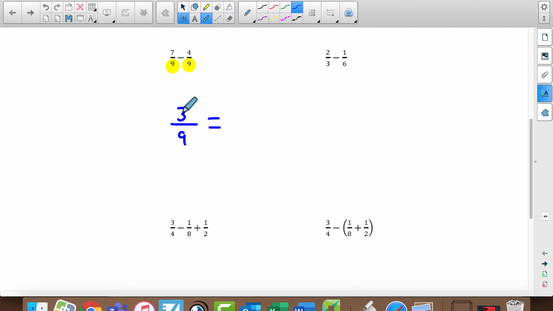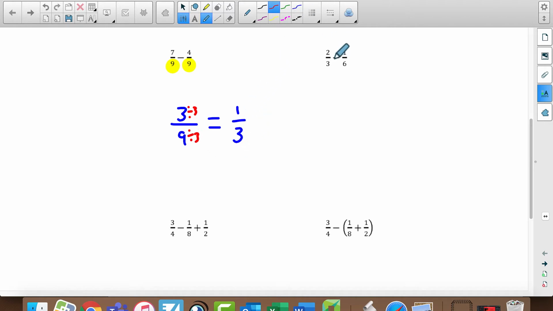What's something you can divide 3 by and also 9 by? You could divide them both by 3. So if you divide them both by 3, you'll get 1 over 3. Alright, I'll do it one time. I could divide this by 3 and divide this by 3, and that equals 1 over 3.